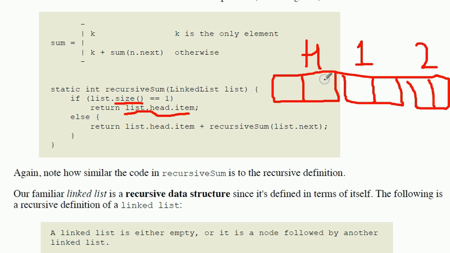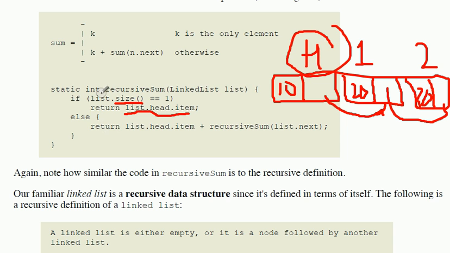Okay. Now addressing, let's just use 10, 20, 30. Just imagine that this is 30. So let's start this linked list. So I'm sending this head now. If list.size is equal to 1, is it 1 now? No. So that is not the case.